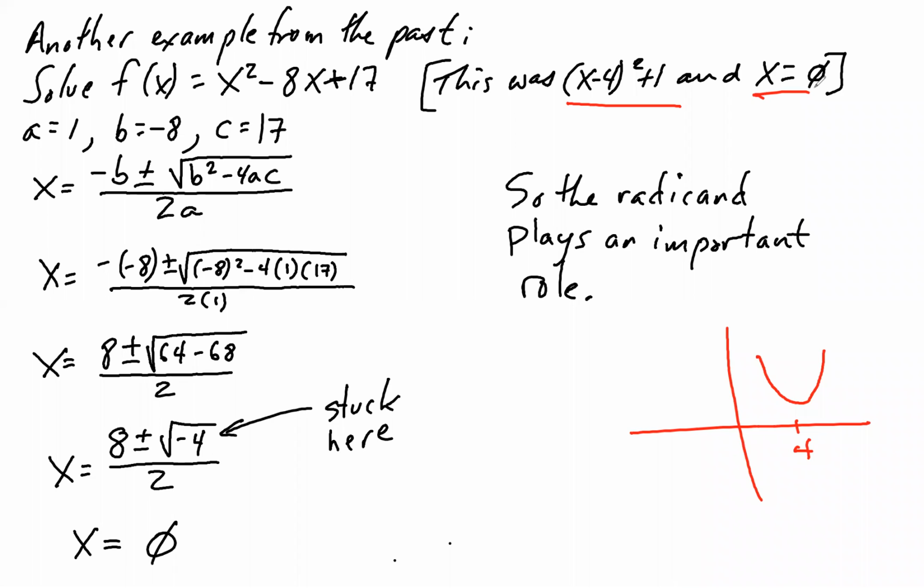But let's see what happens when we plug this into the quadratic formula. When we work this out, it was x squared minus 8x plus 17. So a is 1, b is negative 8, and c is 17. My quadratic formula, plug in my values, and I get the square root of 64 minus 68. That's going to be a problem. The square root of negative 4 is a showstopper, and we can't go any further. So this idea of what's going on inside the radical, the b squared minus 4ac, plays an important part.